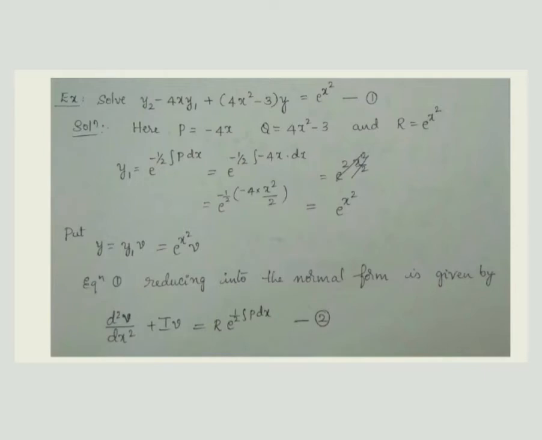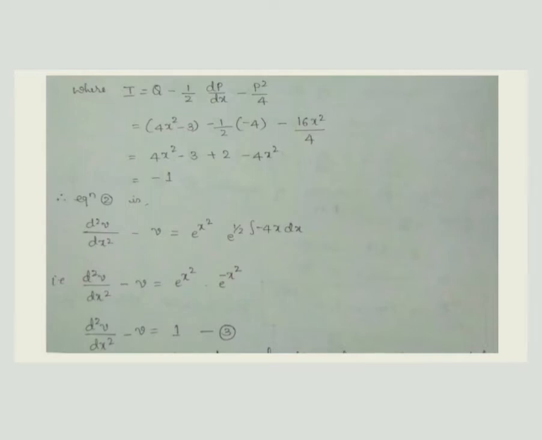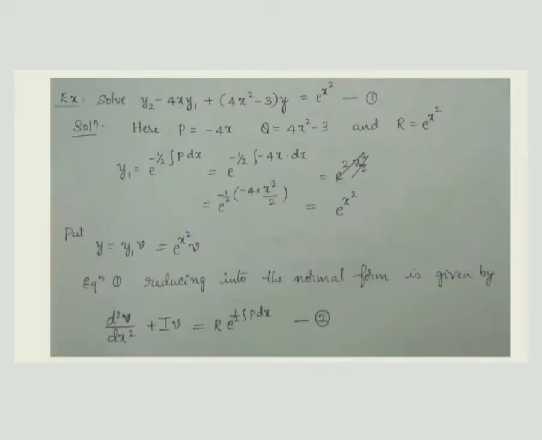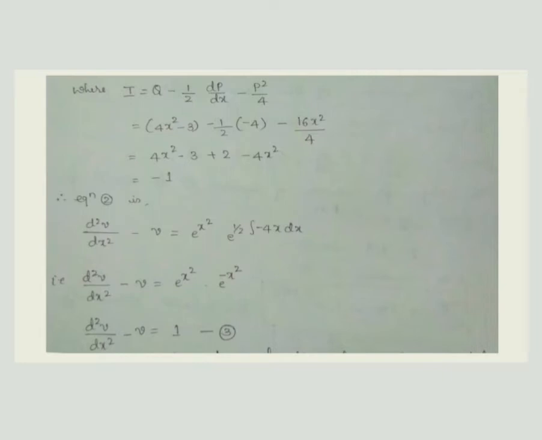The formula is d square v by dx square plus I into v is equal to r into e power half into integration of p into dx, and I will call this equation number 2. Now what is I here? The formula for I is q minus half into dp by dx minus p square by 4. So q from the given equation is 4x square minus 3, minus half into dp by dx. P we have as minus 4x. What is dp by dx? We obtain minus 4, minus p square by 4, where p value is 4x.